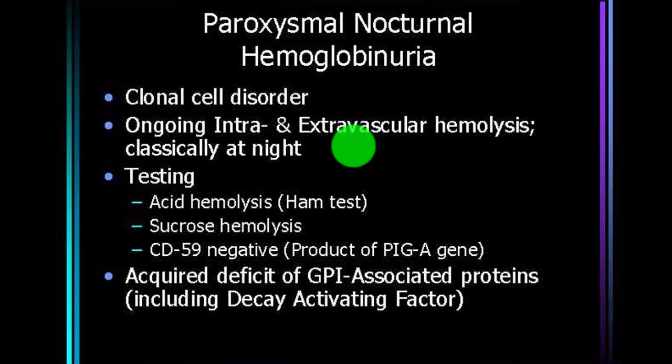Paroxysmal nocturnal hemoglobinuria: a clonal cell disorder with ongoing extravascular hemolysis, classically at night. Testing: acid hemolysis, sucrose hemolysis, CD59 negative. Product of the PIGA gene, an acquired deficit of GPI-associated proteins, including decay accelerating factor.